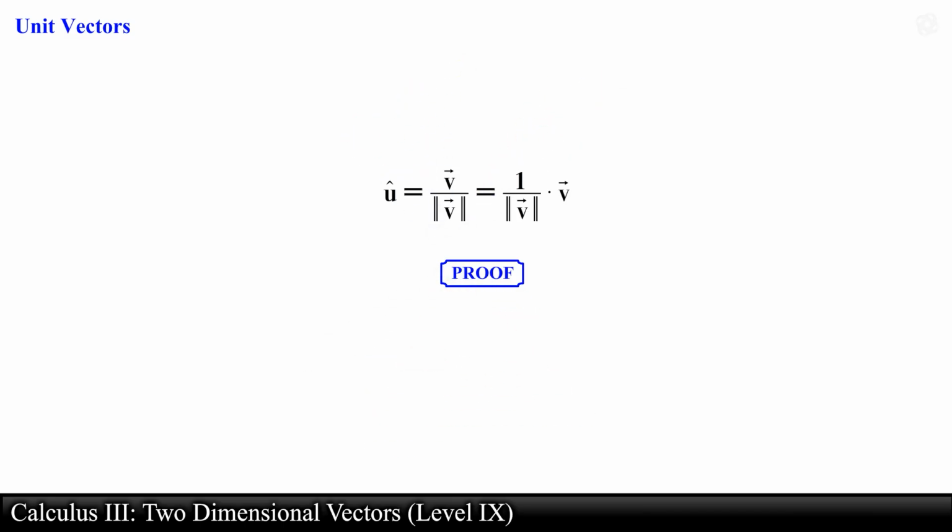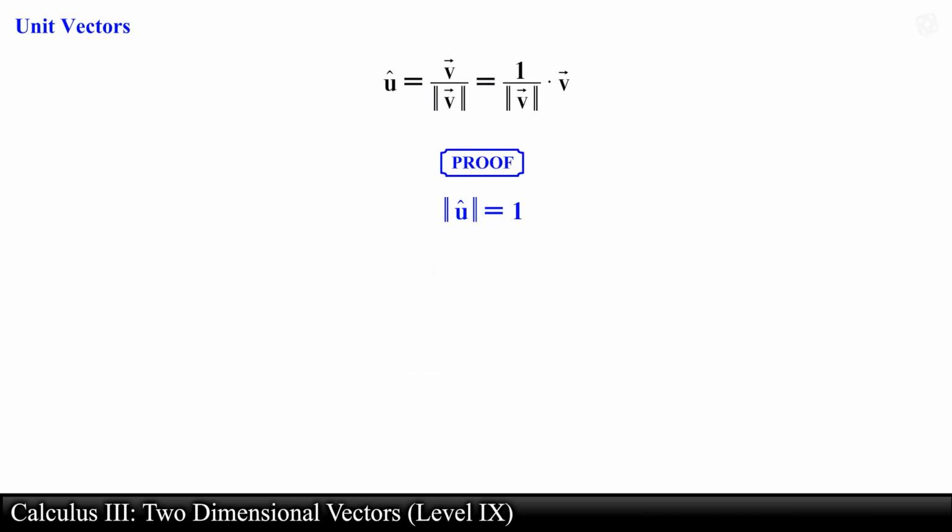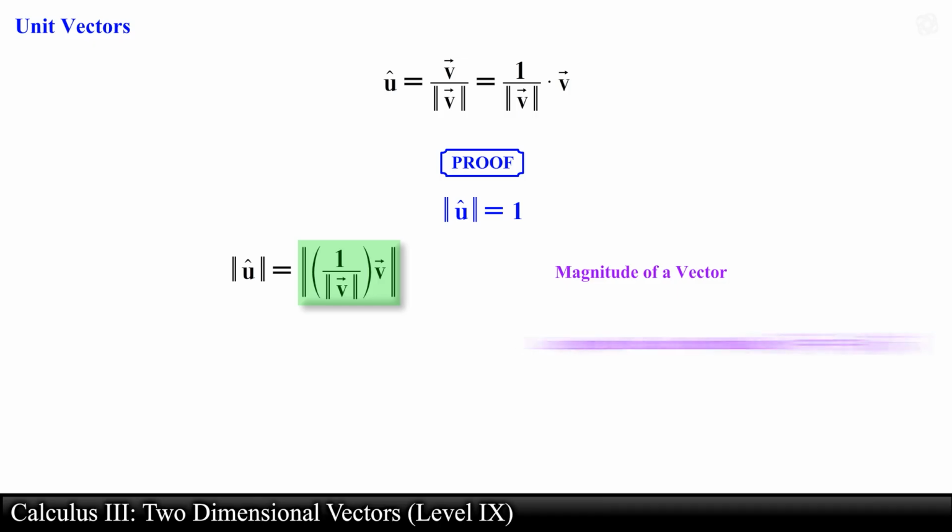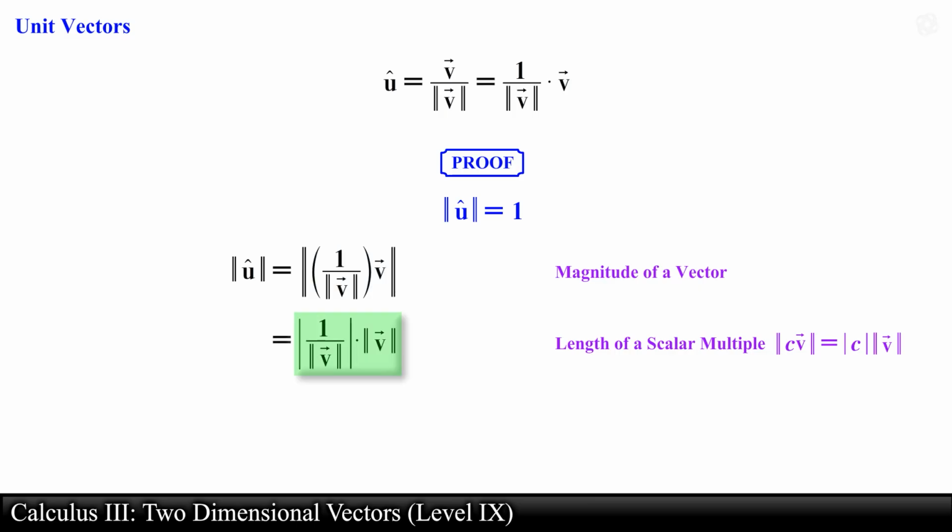Next, let's show that the length or magnitude of vector u is equal to 1. We can show this by finding the magnitude of the unit vector u. We first replace vector u with its equivalent expression, in this case 1 over the magnitude of vector v times vector v. This is essentially the magnitude of a scalar times a vector, so we make use of the length of a scalar multiple property from the previous video and rewrite the expression as follows.